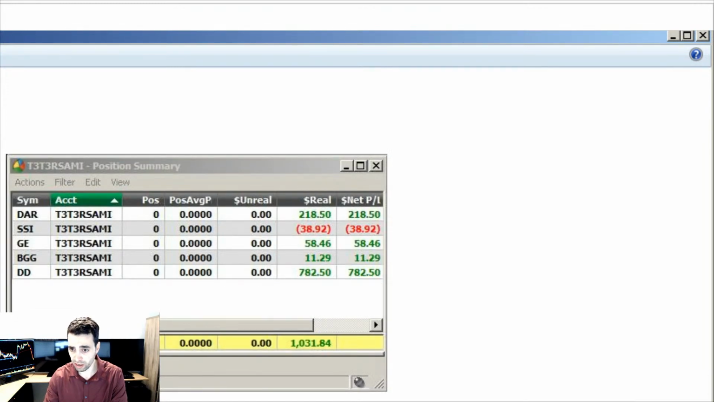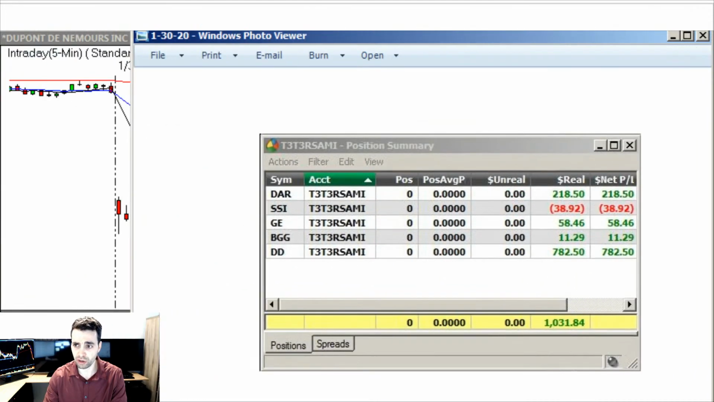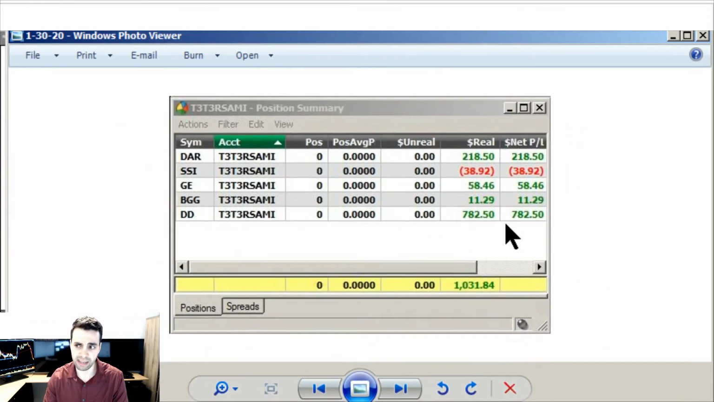This is yesterday. Is that yesterday? No, that's the day before. Oh yeah, that is yesterday. So here it is. That's my P&L yesterday. DD. I haven't had any huge days, but every single day is positive. Every single day is positive. So 782 from DD.